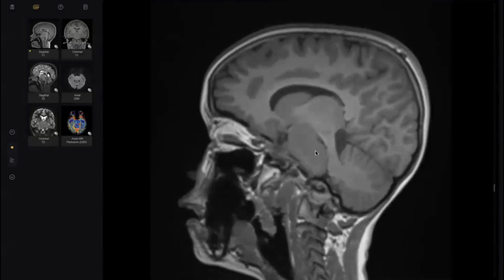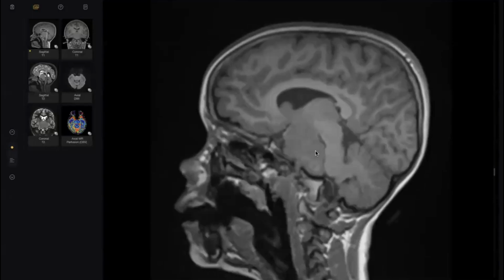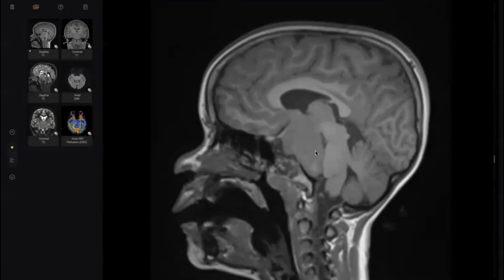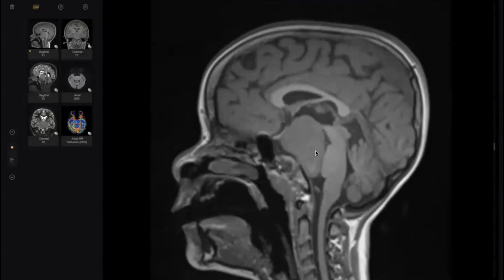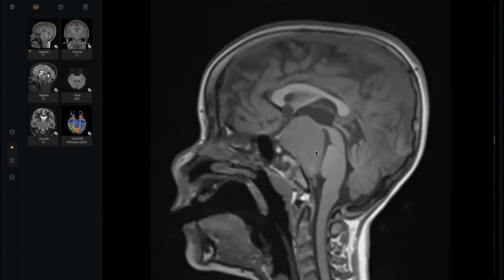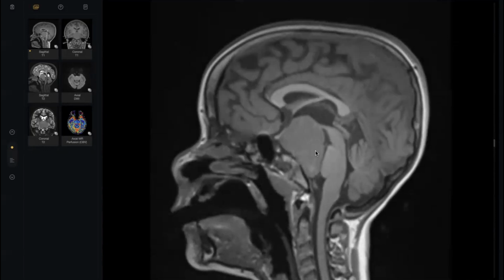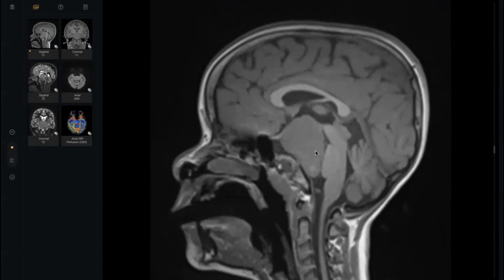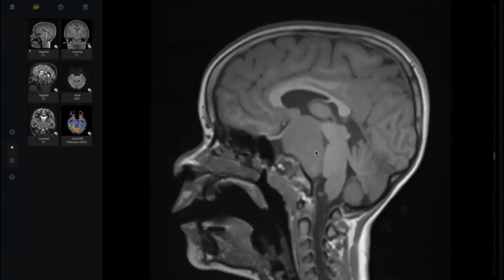Where is the exact location? Are you sure this is the pituitary? No, I'm not sure that it's exactly in the pituitary. It may be a suprasellar region. Yes, so this is suprasellar. It's hypointense in signal in T1.